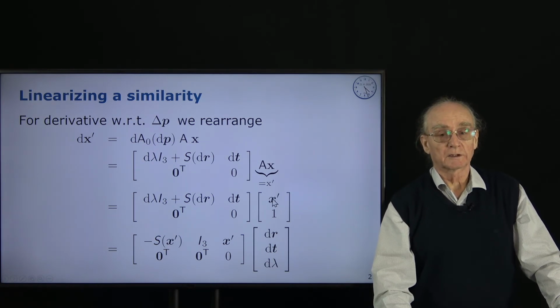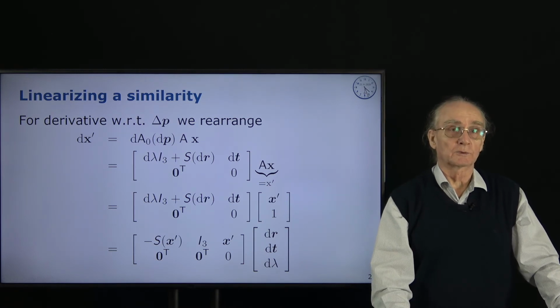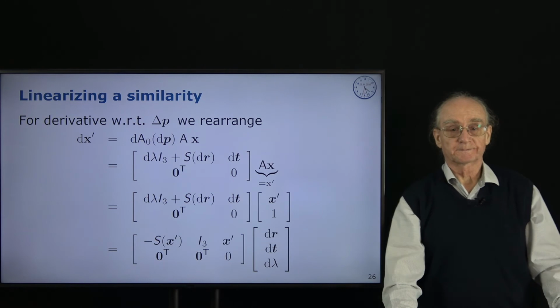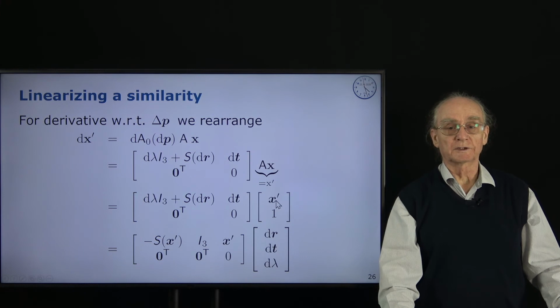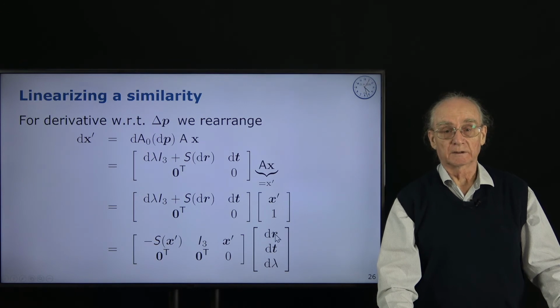Of course, we have to take into account that the x prime depends on the approximate values of the transformation. Now, this is an expression where the right-hand sides are x prime and not the unknown parameters. So we rewrite this in the following form. So let's have a look. S of dr multiplied with x prime is the cross product of dr and x prime. And that's the cross product of minus x prime and dr. So there we are.